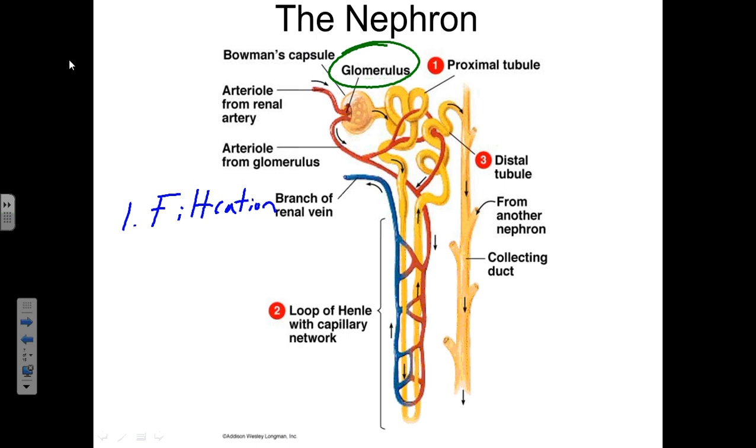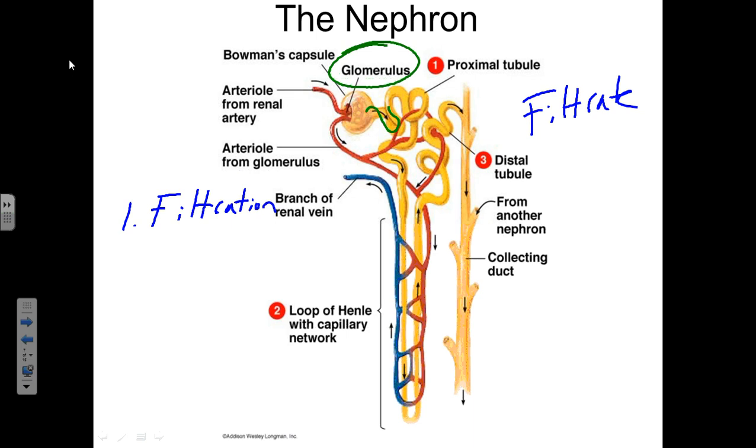From the Bowman's capsule, which is the big funnel-shaped head, the liquid starts to move through the tube. What's the name of the liquid that came out of the blood? All the stuff that came out of the blood is called what? It's called filtrate. Same word you might use for the stuff you run through a filter in chemistry. Filtrate. And remember that most of that filtrate, what do we want to do with most of it? We want to put it back in the blood.